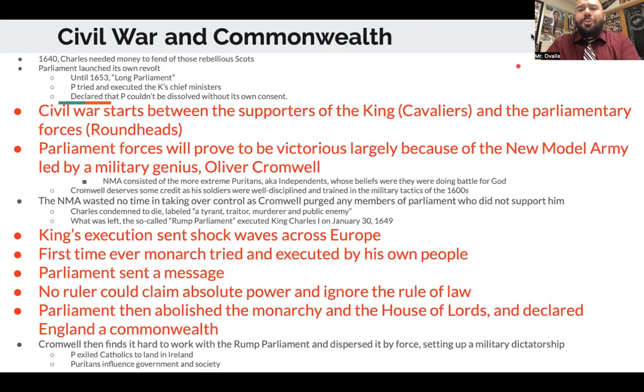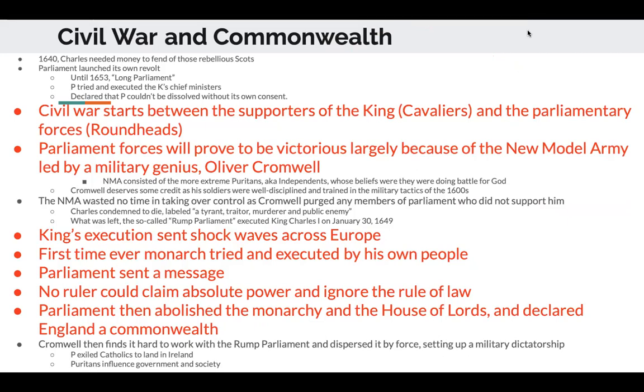All right, Civil War. Ooh, the T. So in 1640, Charles will need more money to fend off those rebellious Scots that were trying to take over, because he's over in England, not taking care of his country in Scotland. So Parliament will launch its own revolt in return. It's called the Long Parliament. Parliament tried and executed the king's officers and ministers, and declared that Parliament couldn't be dissolved without its own consent. So you can't get rid of us unless we get rid of ourselves, unless we agree. So it's all about consent, people.